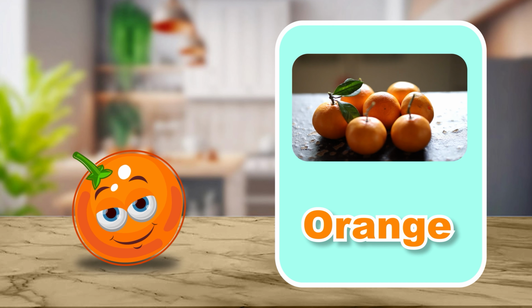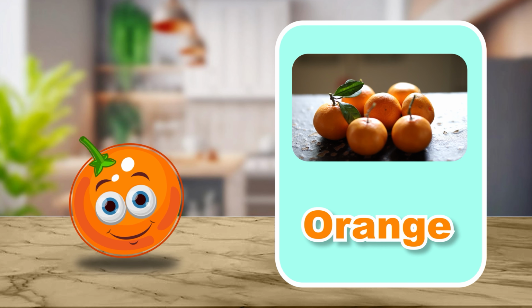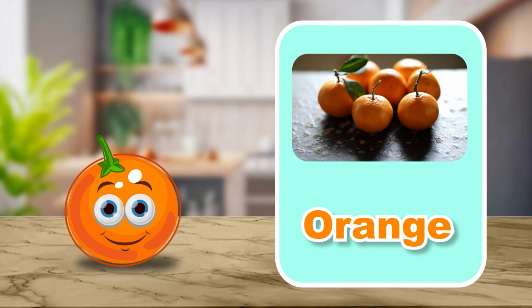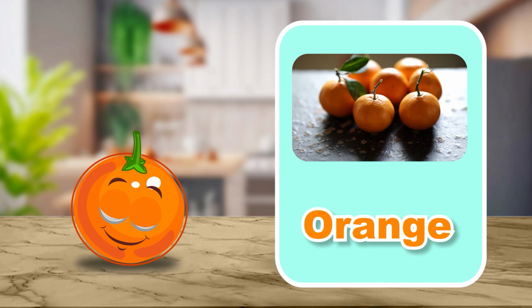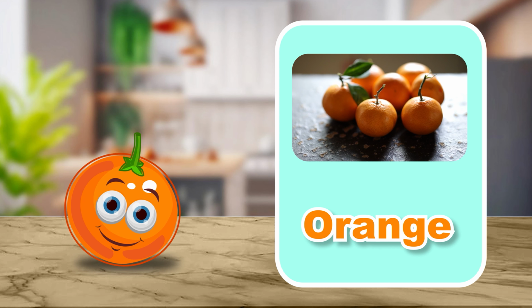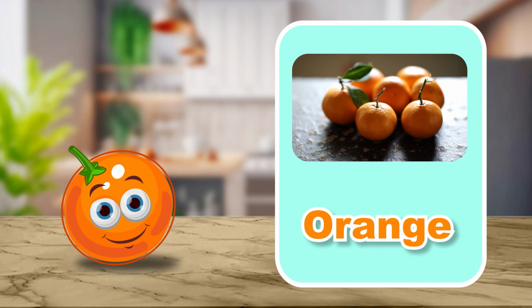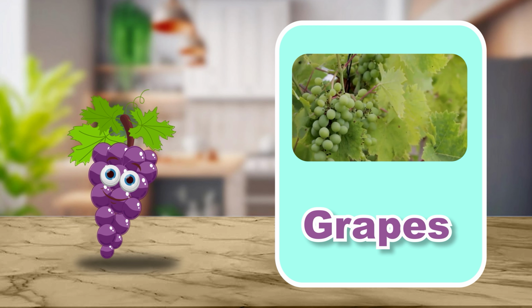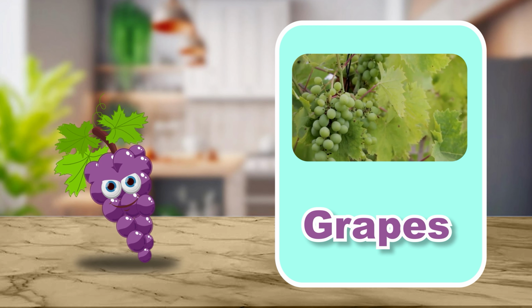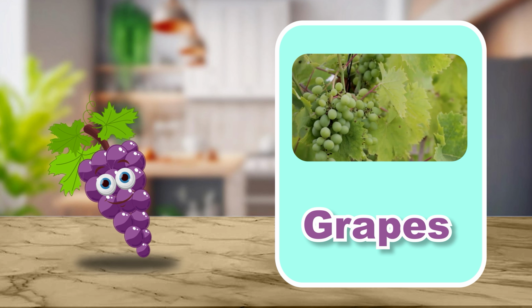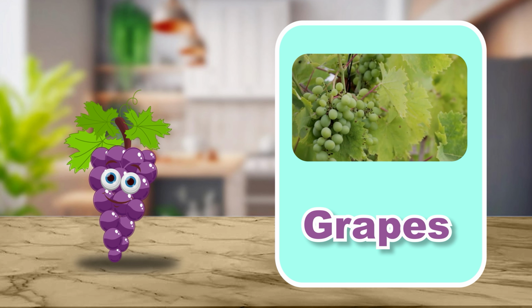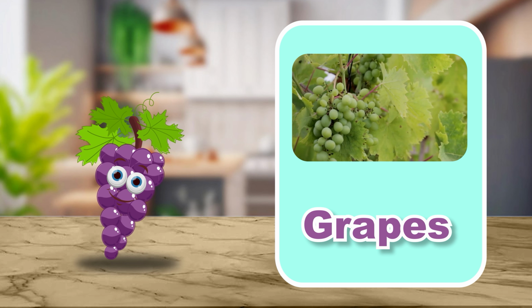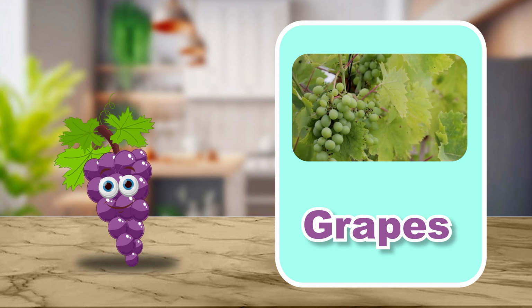Orange. Let's spell it. O, R, A, N, G, E. Orange. Grapes. Let's spell it. G, R, A, P, E, S. Grapes.